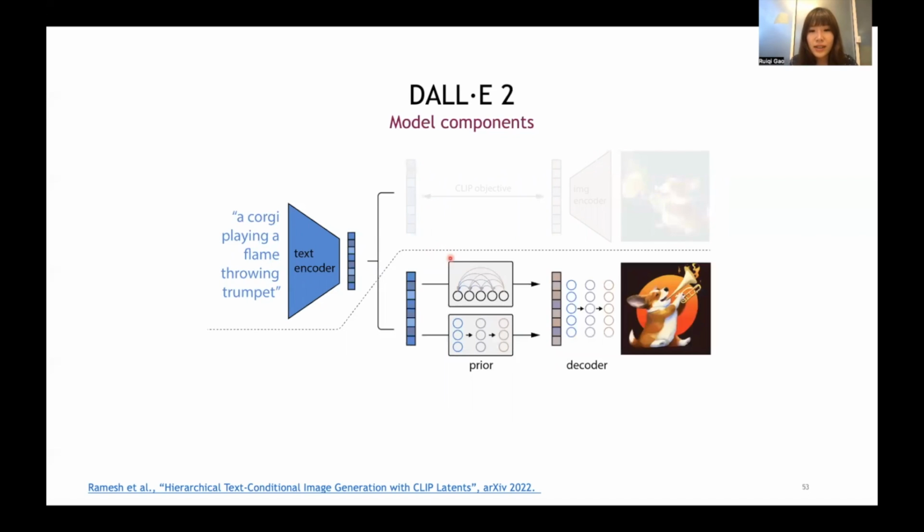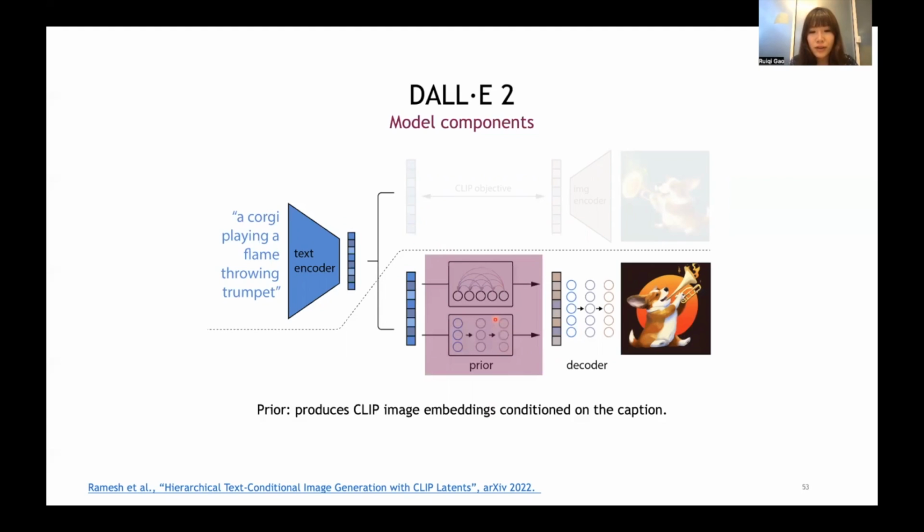And after that, this pipeline has been built to generate images from text. Basically, this generation model contains two parts. The first is a prior model. This prior model tries to produce CLIP image embeddings conditioned on the input caption.